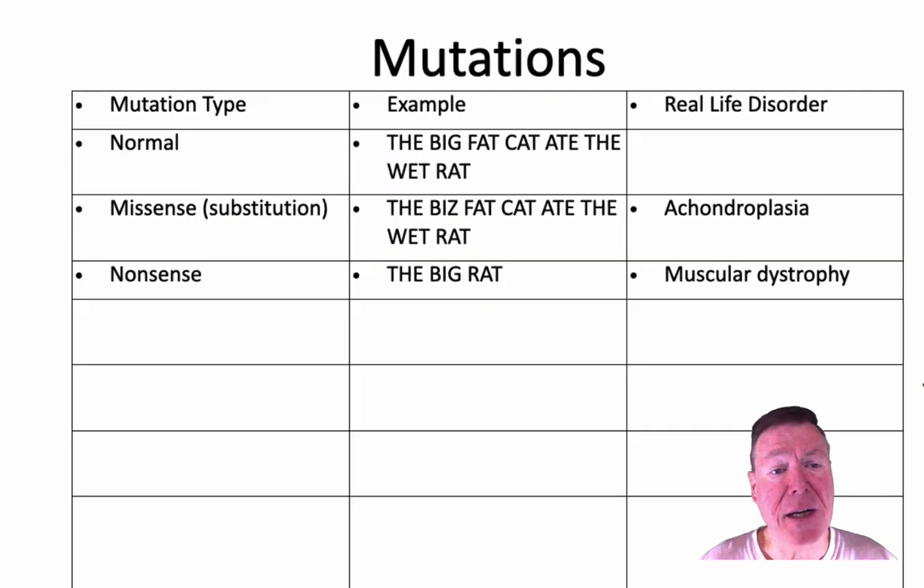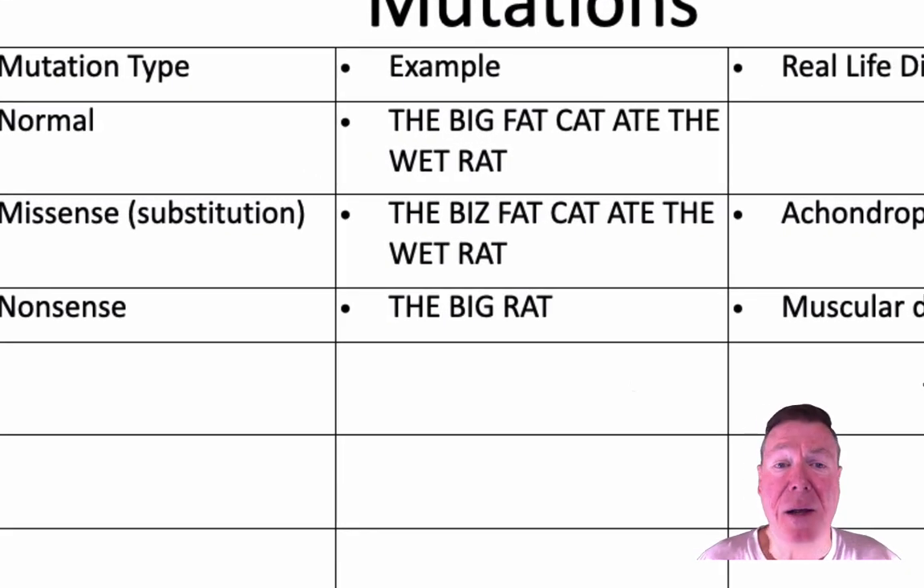All right. The second type of mutation is a nonsense type mutation, where basically we eliminate a whole bunch of it, or it could be an entire substitution of everything after the big rat. In this case, what we've done is eliminated fat cat ate the wet, and we just took that part out. It could be that it's been substituted with a whole bunch of nonsense things, but basically it makes no sense. The whole sentence, the protein or the sentence, makes no sense.